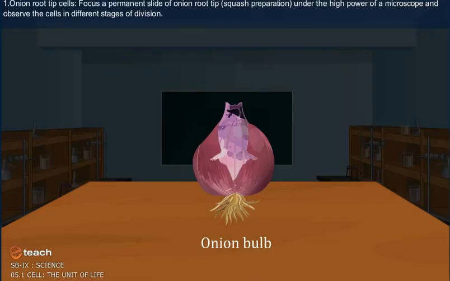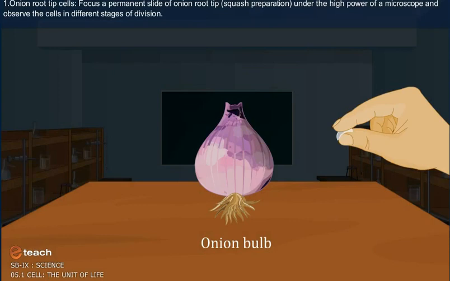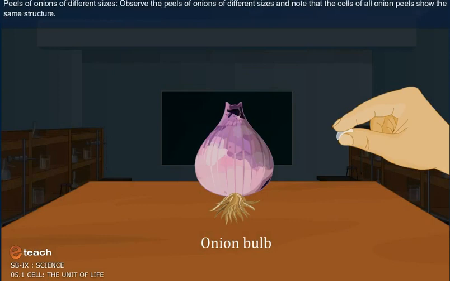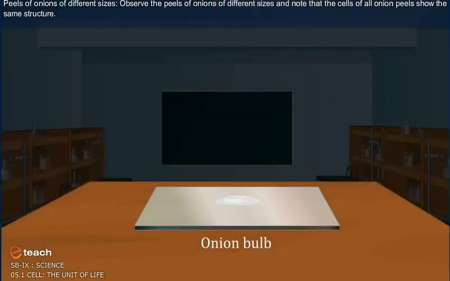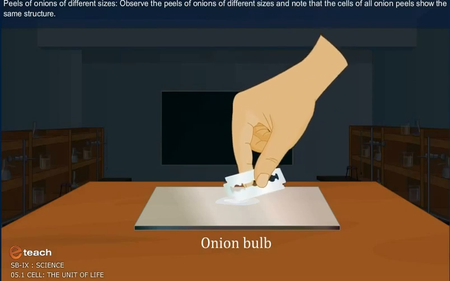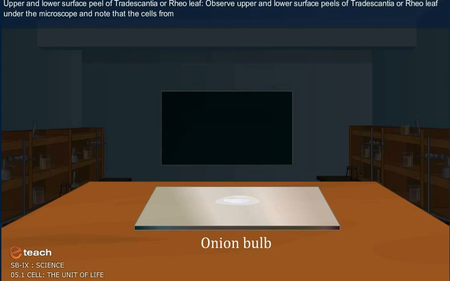Activity: Onion root tip cells. Focus a permanent slide of onion root tip under the high power of a microscope and observe cells in different stages of division. Peels of onions of different sizes. Observe the peel of onions of different sizes and note that the cells of all onion peels show the same structure.